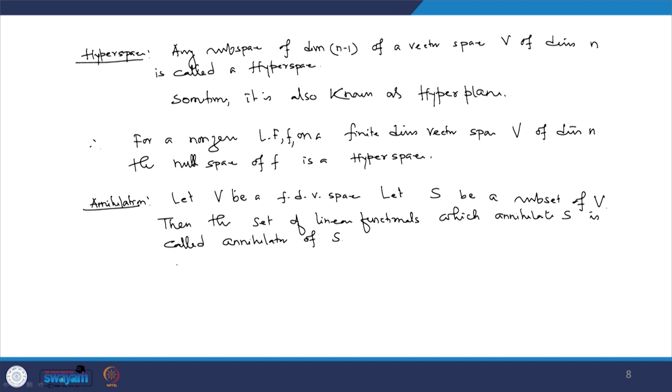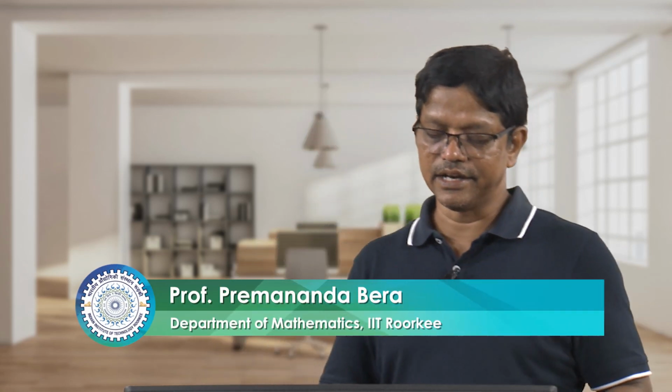Let me denote S naught equal to the set of all f belonging to V star such that f of alpha equal to 0 for all alpha belonging to capital S. So, this is the definition of S naught, that is the annihilator of the set capital S. If the set S is a subspace, then S naught will be the annihilator of the subspace S. S need not be a subspace; even for a subset one can have an annihilator, and the annihilator will be a subspace. The small result is like this.